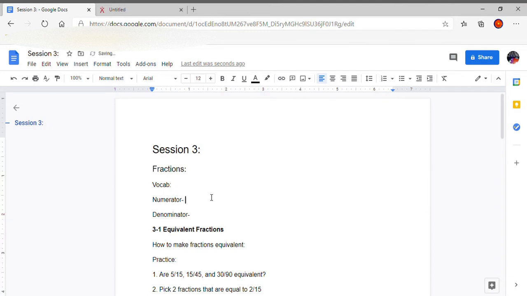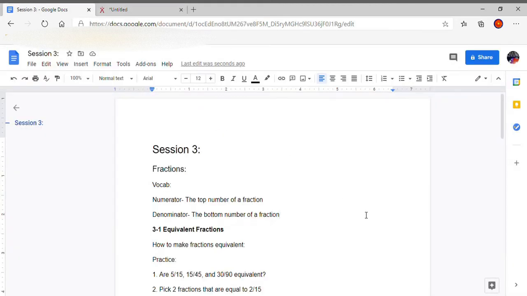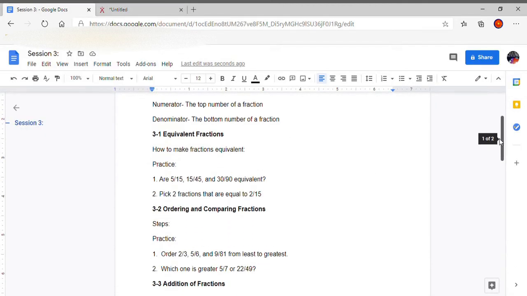Numerator, the top number of a fraction, and the denominator, the bottom number of a fraction. So here's how a fraction looks. 1 over 3. This is the numerator, which I'll say n. And this is the denominator, which is d. So yeah, let's go into 3-1, equivalent fractions.